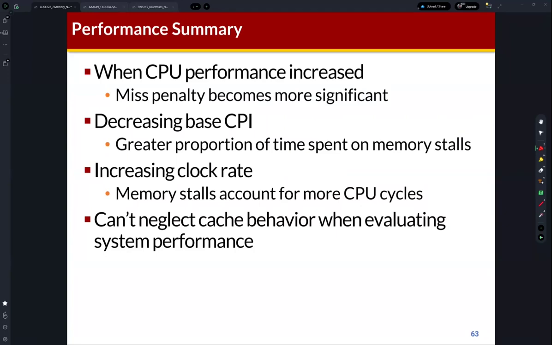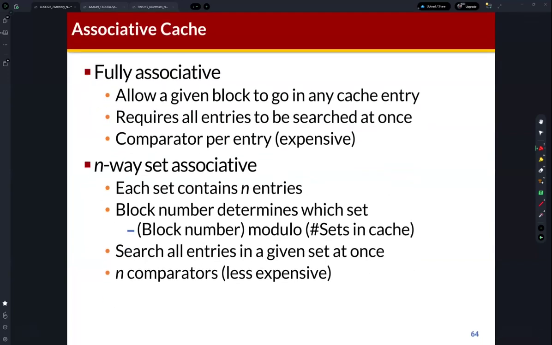So in order to improve the performance, we need to improve the cache performance, right? Then what is the cache performance? Which factors will decide the cache performance? So when we consider the cache performance, what is the important factor?